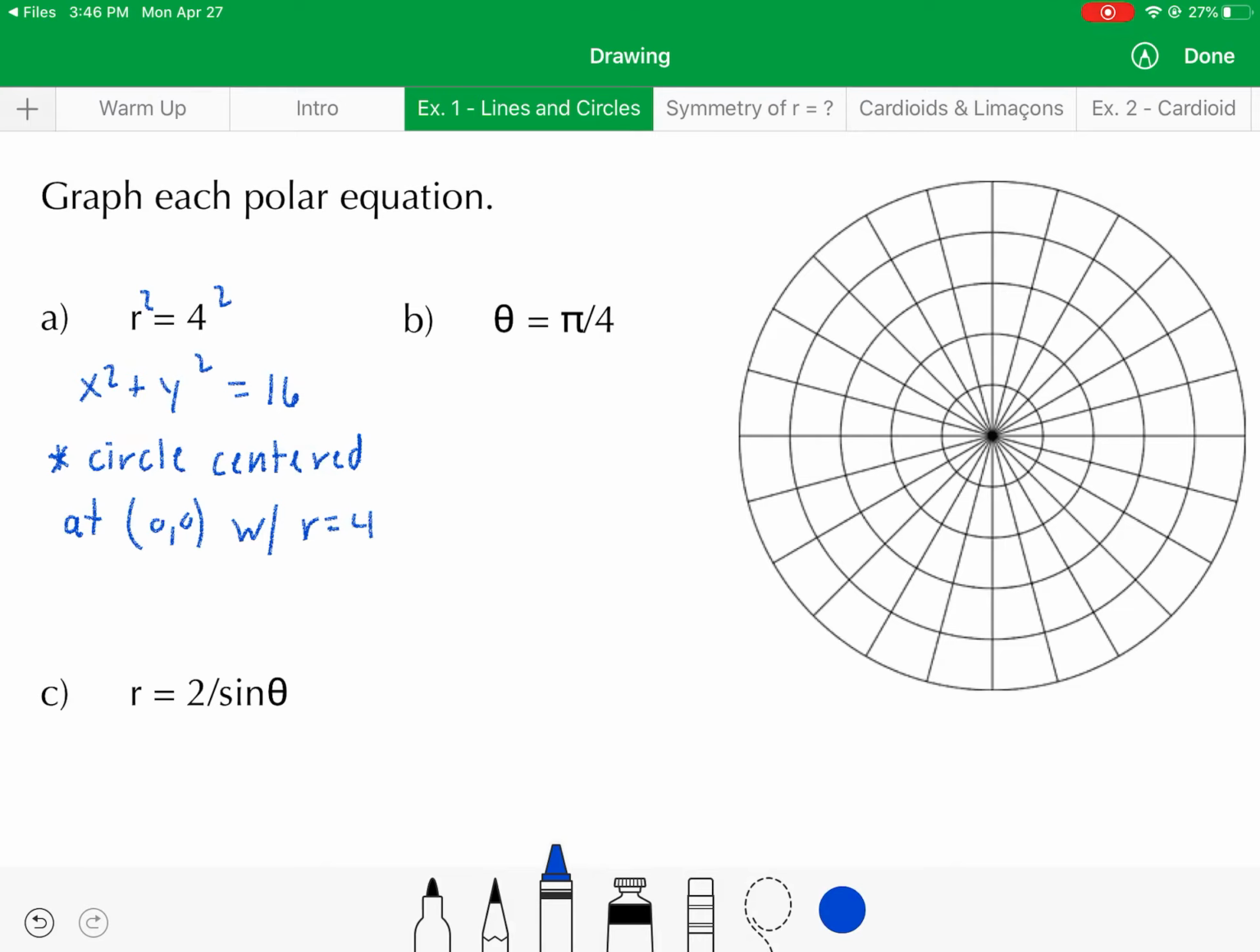Now, how do I graph that in the polar coordinate grid? Well, remember, each one of the circles in the grid has an r value associated with it. So the smallest circle in this grid would be r equals 1, centered at the pole or at the origin. Then the next circle would be r equals 2, and so forth, okay? So for us, r equals 4 would be this guy. Kind of hard to draw. Just do the best you can there.